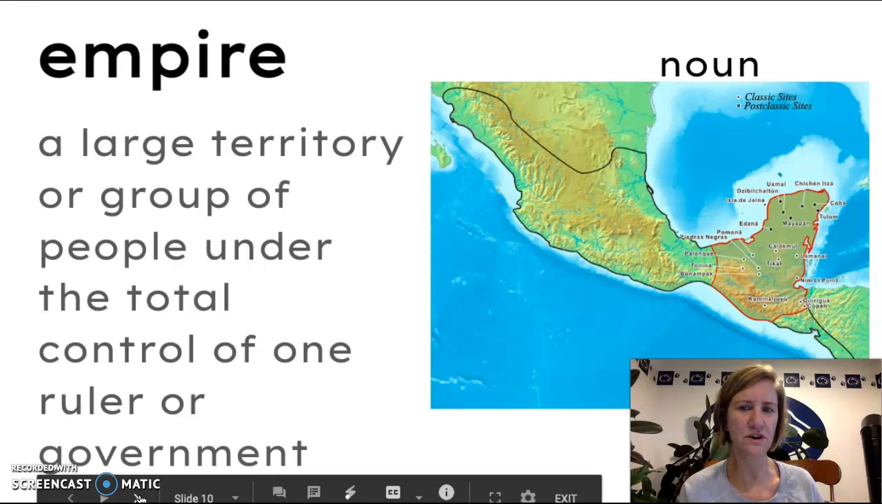Empire is the next word on our vocab list, and an empire is a noun. And an empire refers to the land, it refers to the people who are all under one ruler or one government. In our unit this time we're going to be studying 3 empires: the Maya, the Aztec, and the Inca.